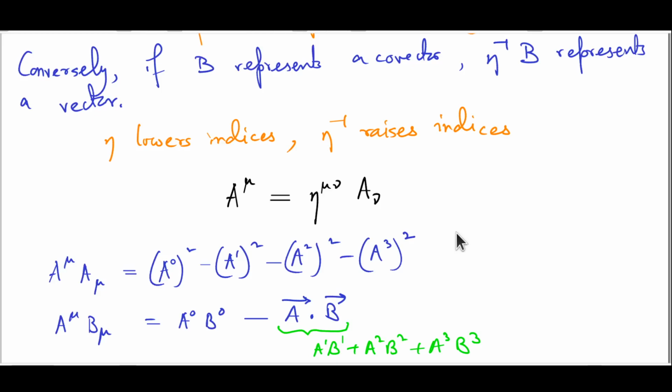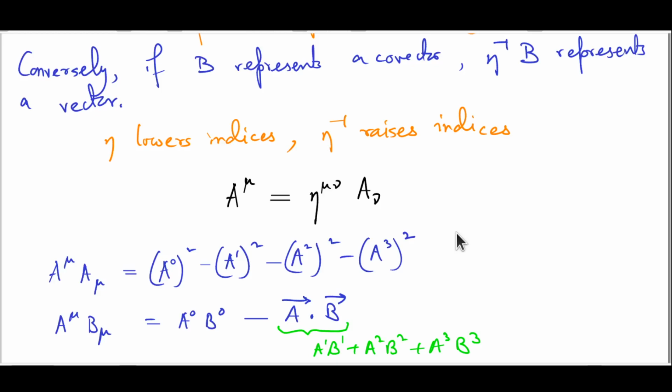It obviously follows that A upper mu, A lower mu, is A upper 0, A lower 0 plus A upper 1, A lower 1 plus A upper 2, A lower 2 plus A upper 3, A lower 3, which when written entirely in terms of upper index quantities would be our familiar invariant quantity A0 squared minus A1 squared minus A2 squared minus A3 squared.